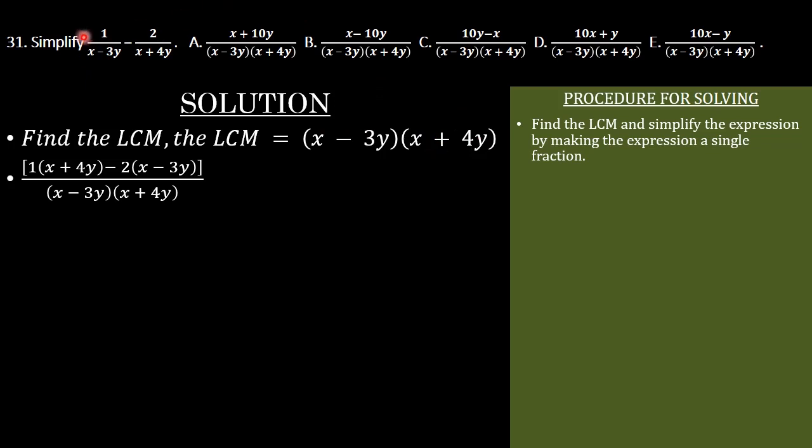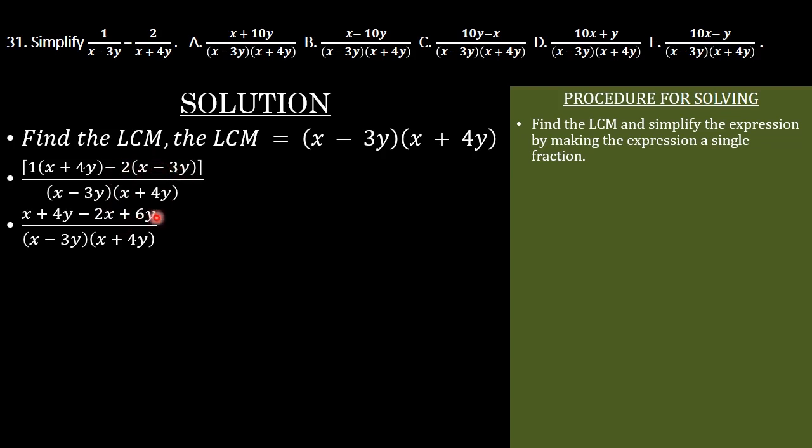We have 1 multiplied by x plus 4y. LCM divided by the denominator of this term, we have x minus 3y. Therefore, we have minus 2 into bracket x minus 3y over LCM. Open the bracket for the numerator. 1 multiplied by x, we have x. 1 multiplied by 4y, we have 4y. Minus 2 multiplied by x, we have minus 2x. Minus 2 multiplied by minus 3y, we have plus 6y.